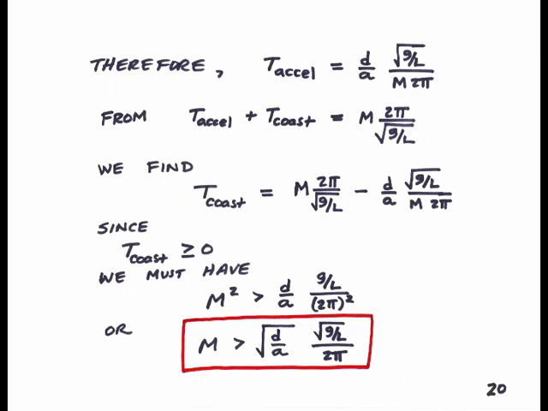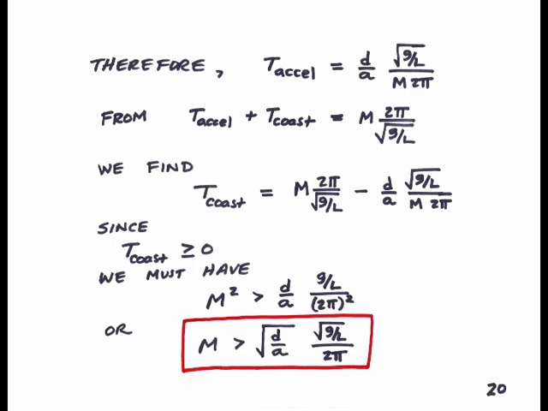You'll notice that m is showing up in the numerator of the first term and the denominator of the second term. Now, we still don't know what this integer is, and we could choose various values for it, but some values clearly don't make sense. t_coast cannot be negative. It must be greater than or equal to 0.